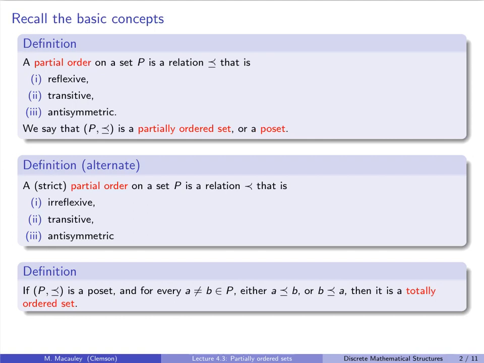Finally, there is a special case of a poset that I want to define, and that occurs when, for every pair of elements A and B that are distinct, either A is less than or equal to B, or B is less than or equal to A. In that case, we call P a totally ordered set.